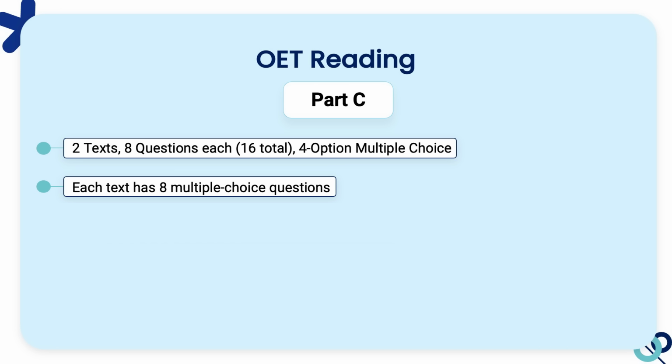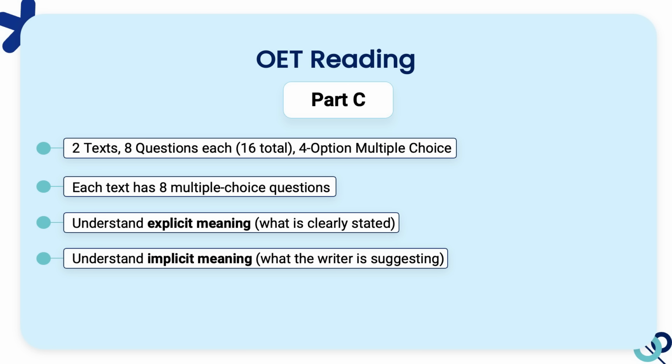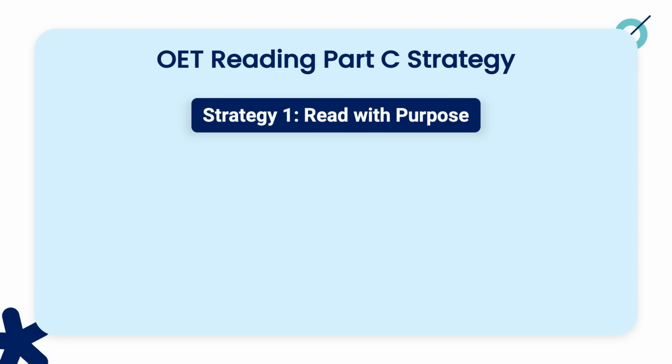Here you need to understand explicit meaning, so what is clearly stated, and implicit meaning, what the writer is suggesting. A major trap in Part C is confusing the writer's opinion with a fact, or confusing what the writer thinks with what a researcher mentioned in the text thinks. You must look for specific evidence in the text to support your choice. Let's talk about some strategies.